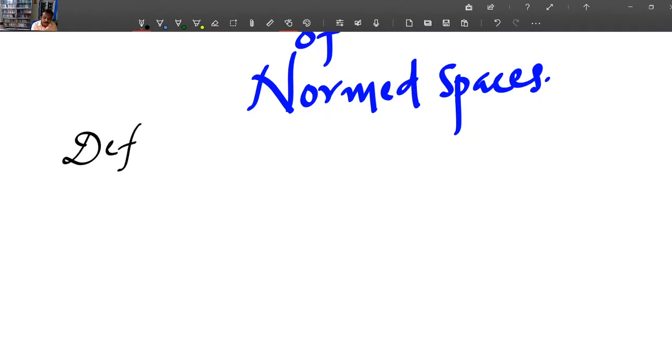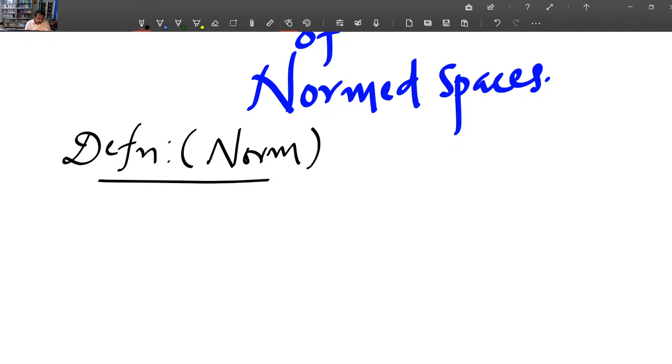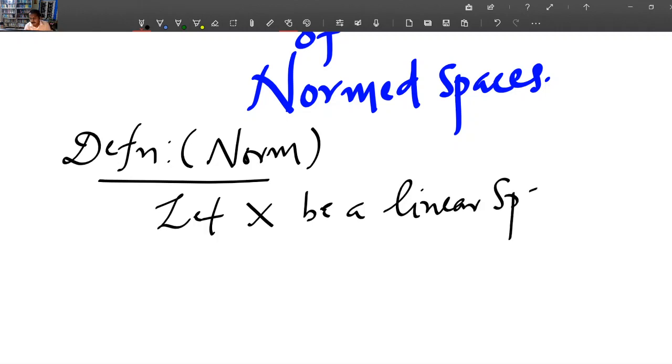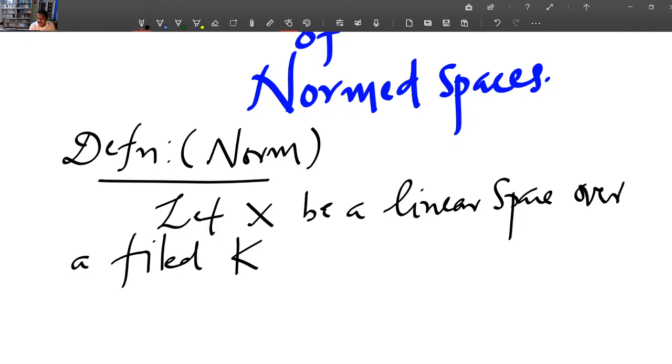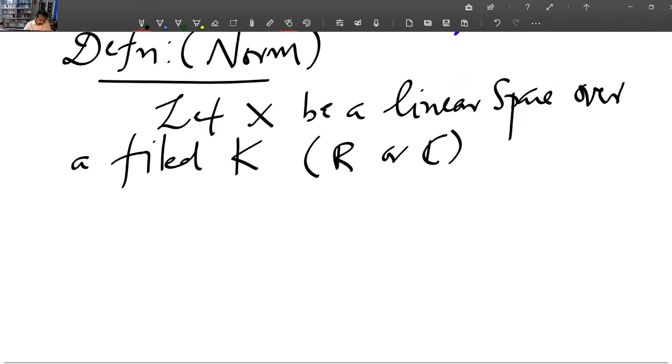Definition of norm. Let X be a linear space over a field K. This field K may be R or C, the set of reals or the set of complex numbers.